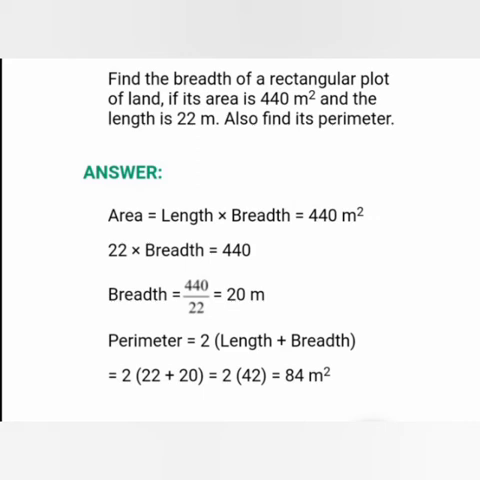See one more question. Find the breadth of a rectangular plot of land if the area is 440 meter square and the length is 22 meter. Also find its perimeter. So the area is equal to length into breadth, that is 440 meter square, so 22 into breadth is equal to 440, and we'll transpose 22 to the right hand side, so 440 upon 22 will become 20 meters. And the formula of perimeter is equal to 2 times (length plus breadth). So 2 times (22 plus 20) is equal to 2 multiplied by 42, that is 84 meters. In this way we'll find the perimeter.